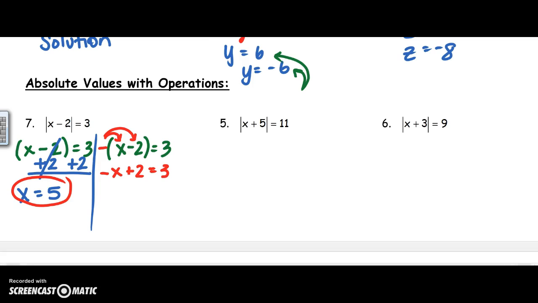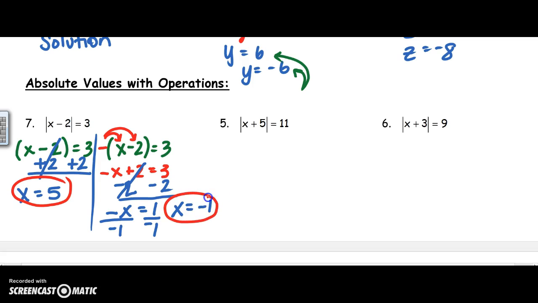So if we go through and solve this, the first step you would do is to subtract 2, and you have negative x is equal to 1. And you can't have a negative value on your variable, so we're going to divide by negative 1. And this gives us x equals negative 1, and that is our second answer. So our two answers are x is 5 and x is negative 1.